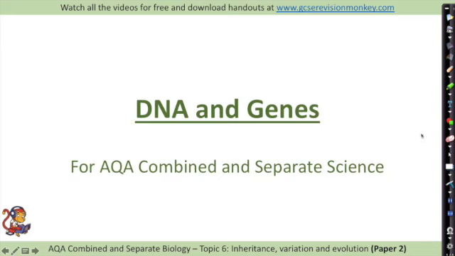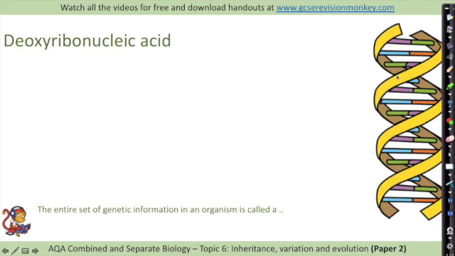First of all then, talking about DNA and genes, you need to know that DNA is deoxyribonucleic acid. It looks a little bit like this in that it is a polymer, which means a long molecule. It is a DNA double helix, and it is found in the nucleus of your cells.